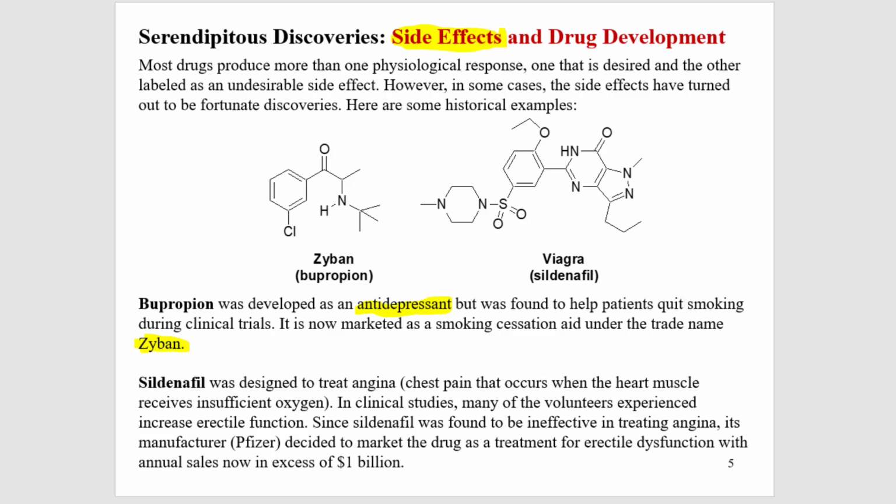sildenafil was designed to treat angina, chest pain that occurs when heart muscle receives insufficient oxygen. That's what the original molecule was designed to treat. But in clinical studies, they found the surprising effect of erectile function being treated. When those side effects were reported, it was found that it wasn't such a great angina drug, but it worked great for erectile dysfunction. So now you can see annual sales bolstering above $1 billion for an effective side effect that was unexpected.